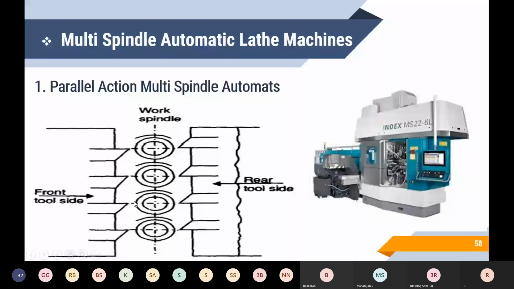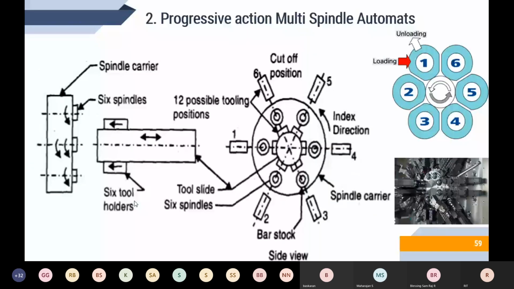Yes, progressive action multi-spindle automats. You see that in this type of machine, the workpieces are machined stage by stage. At every stage the workpiece will be passing through. The headstock has a spindle carrier. The workpieces are held by the collet in the spindles.